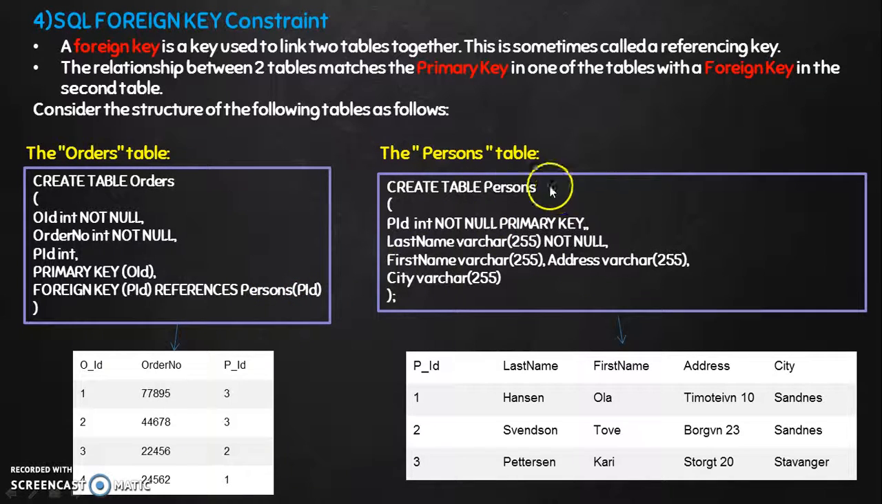For example, consider the schema of the persons table. Here we have taken PID as a primary key, and this primary key PID is taken as a foreign key in the orders table, which also contains order ID. So order ID is a primary key of the orders table, whereas PID is a foreign key which belongs to the persons table. For example, consider these two tables, one belonging to orders and one belonging to persons.